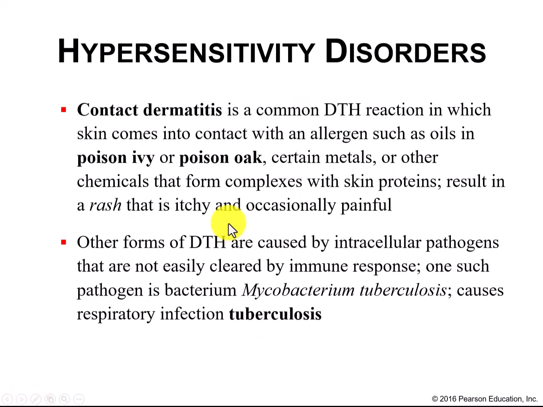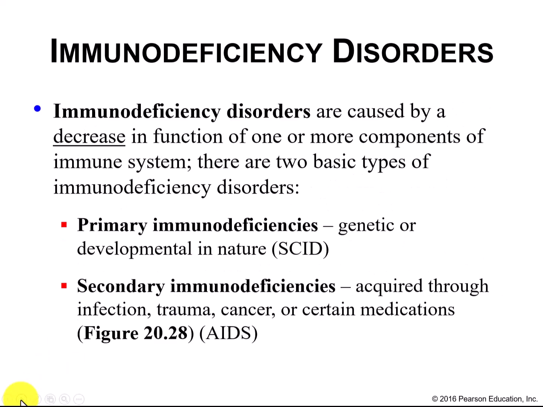Some examples of delayed type hypersensitivities are when you react to poison ivy or poison oak, a contact dermatitis, or when you have a reaction to Mycobacterium tuberculosis, because it is contained within the cells, and an intracellular pathogen will cause a delayed type hypersensitivity.